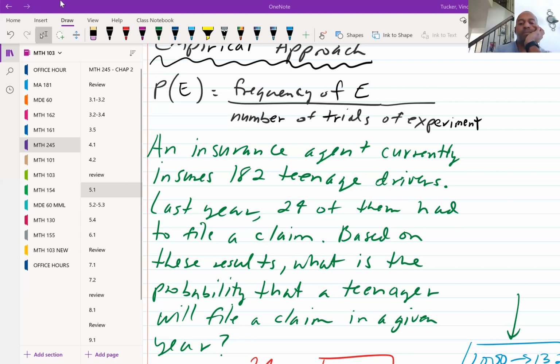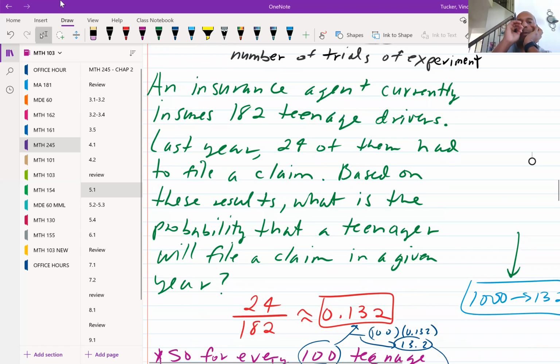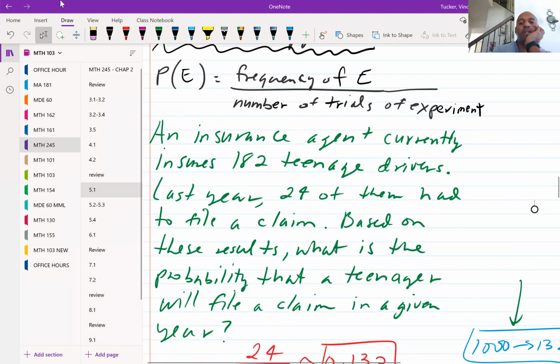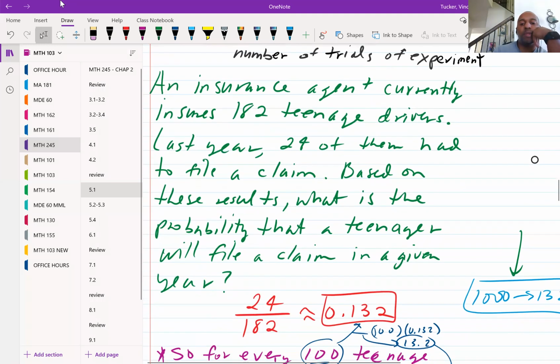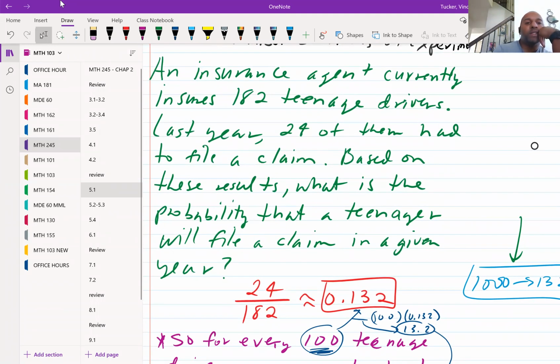All right. To calculate it empirically, take the frequency of E, your event, and place it over the number of trials of the experiment. In this case, we have 24 teenagers who filed a claim, and 182 teenagers altogether. So you place 24 over 182, and that gives us 0.132.